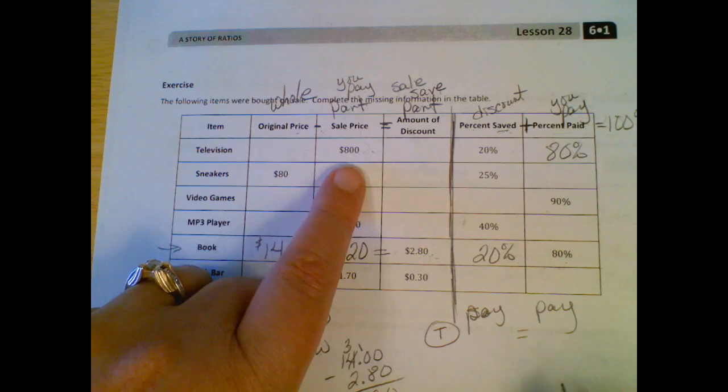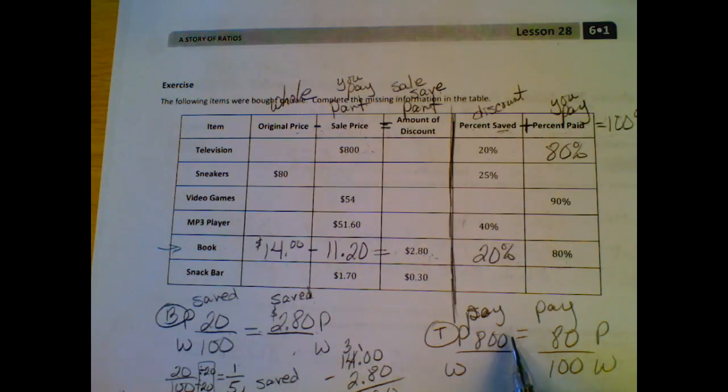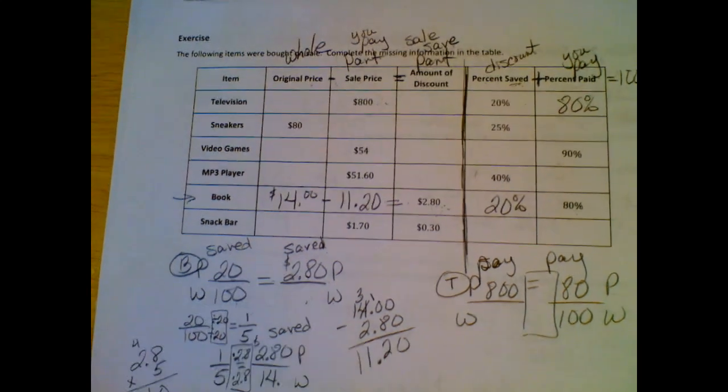So I took it from the pay. It is the sale price. It's a part. It's not a whole. It is 800. This is the part. This is the whole. It's not the whole, but 80%. Now I can divide. Go back through there.